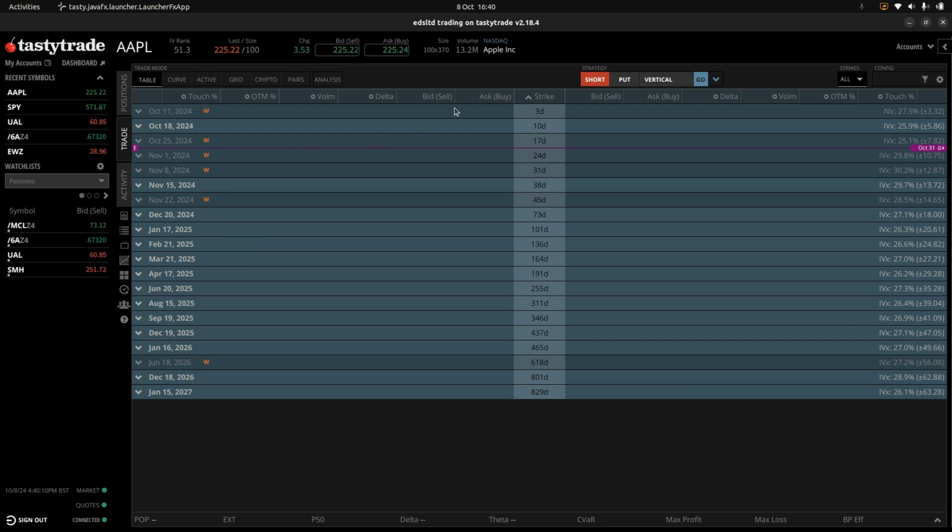So which strikes are we going to pick? Which expiration dates are we going to pick? We want to be about 45 days out in time. Anywhere between 30 and 60 days will do. And we want to be on a monthly expiration.